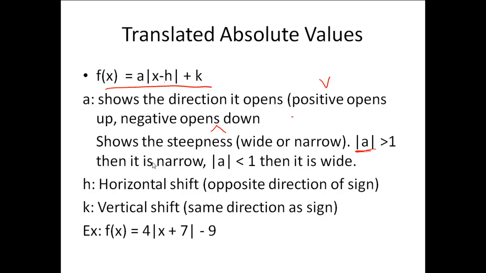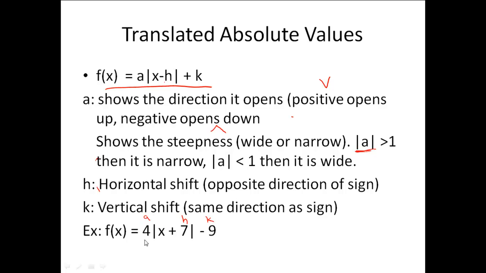So here's a real quick example. If we had to tell how this compares to the parent function, we've got f of x is equal to 4 times the absolute value of x plus 7 minus 9. You would start by identifying piece by piece. The number being multiplied by your absolute value, that's our a, so 4 is a. The number inside by the x, that's our h. And the number out here is our k.